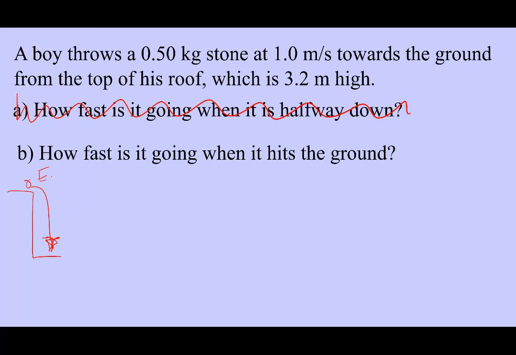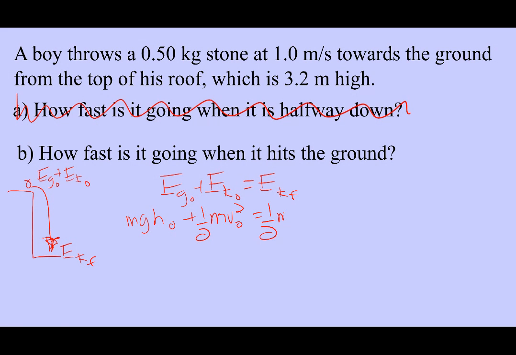It starts out with some gravitational energy. Why? Because it's up high, and it's also got some kinetic energy because it's moving. When it hits the ground, it's only got kinetic energy, no gravitational energy left. This is the final, and these are the initials. So that's all you're doing. You're going EG initial plus EK initial equals EK final. The same equation we set up before. I'm going to have some different numbers, of course. 1/2 mv squared initial equals 1/2 mv squared final.